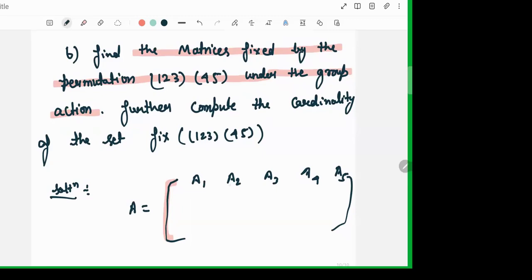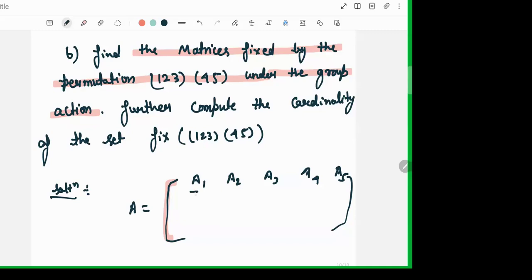Similarly, A2 should be the same as A sigma 2. What is A sigma 2? A3. So A2 should be the same as A3. Now A3 should be the same as A sigma 3, which is A1 again. So A3 should be the same as A1. So A1, A2, A3 should be the same. These three columns should be the same.